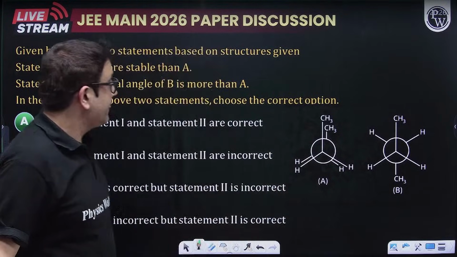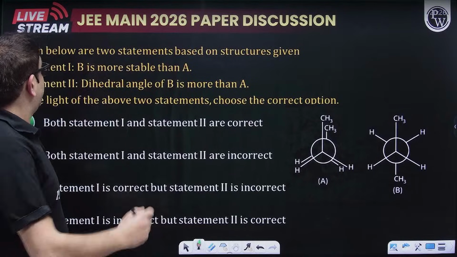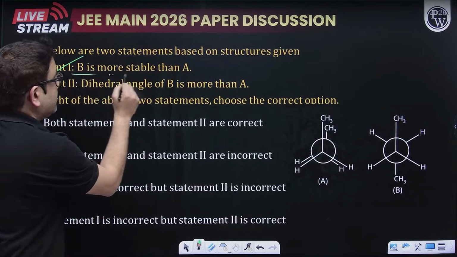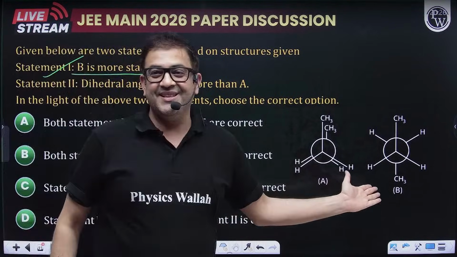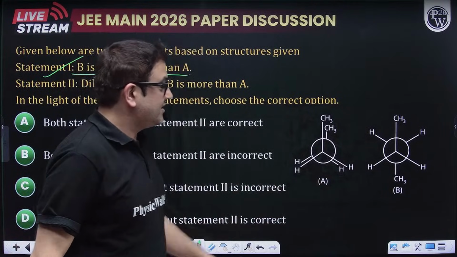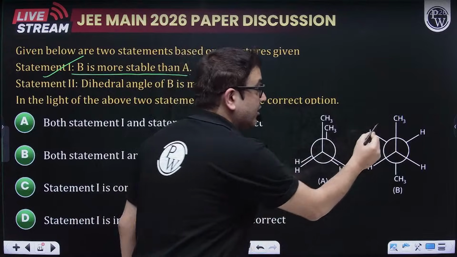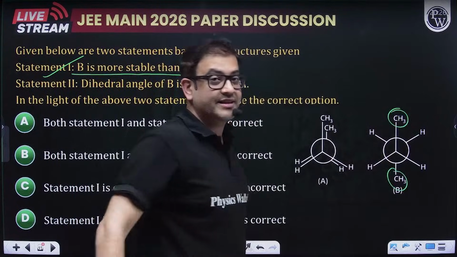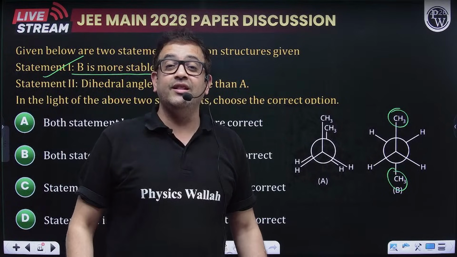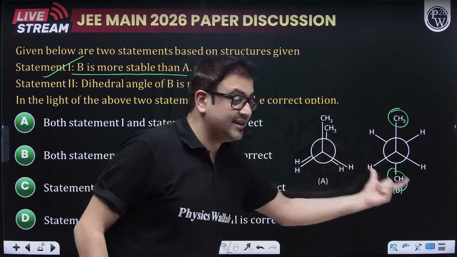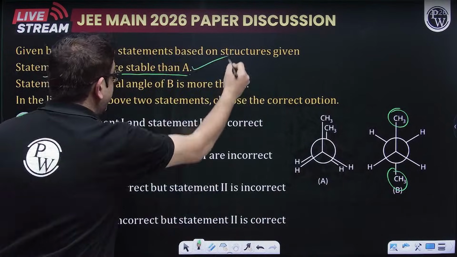Moving forward now. There are two statements. Statement one: B is more stable than A. Sir, this is just conformational isomerism. This is B, the most stable anti-staggered form, because the torsional strain and the van der Waals strain are both minimum. So yes, this will be more stable. So statement one is correct.